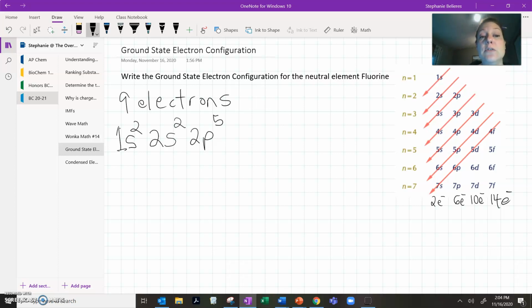So this is the ground state electron configuration for the element fluorine. I have 2 plus 2 is 4, plus 5 is 9 electrons. I'm starting with 2 in the 1s. I'm going to get a little bit bigger, add 2 more in the 2s, and then I'm going to add the 2p, about the same radius as the 2s, and I'm going to put 5 in those 3 orbitals. So I have 2 of them that are full and 1 of them that is missing 1 electron. And that's the ground state electron configuration.